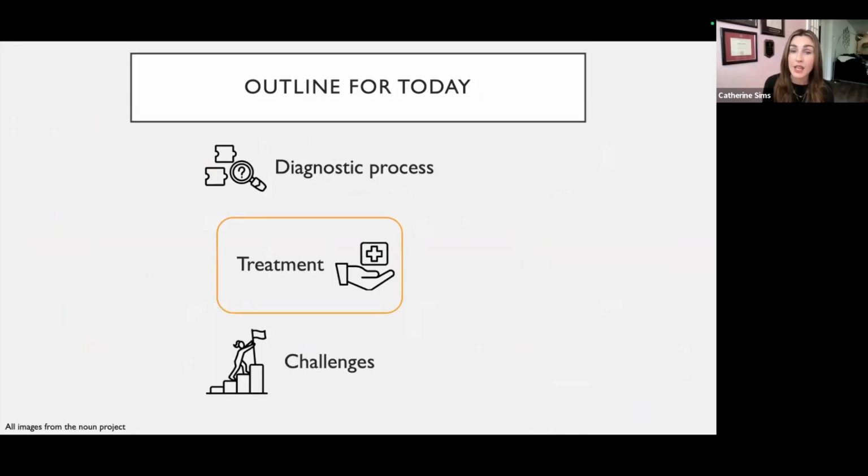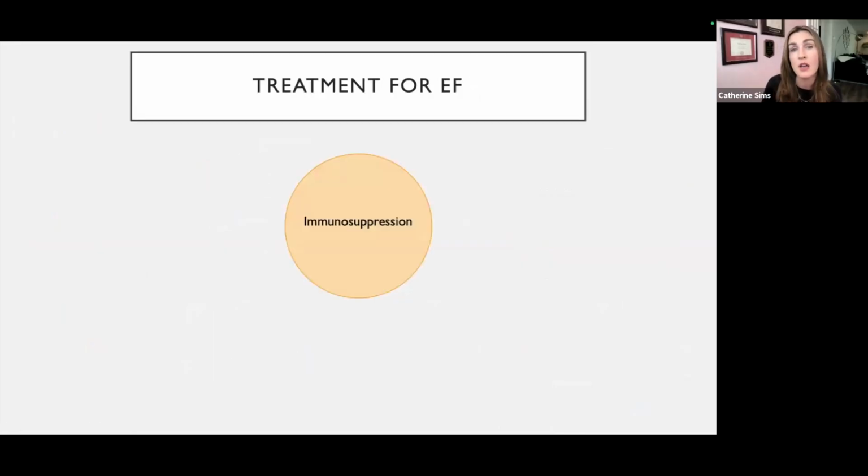So let's say that you have a diagnosis of EF, or someone you love has a diagnosis of EF. How do we approach and treat EF? I put immunosuppression in the middle because I am a medical doctor. I practice Western medicine. My approach to autoimmune conditions is going to be suppressing the immune system to decrease the inflammation, to decrease the long-term side effects of uncontrolled inflammation, which can lead to contractures, skin changes, a lot of pain and discomfort.